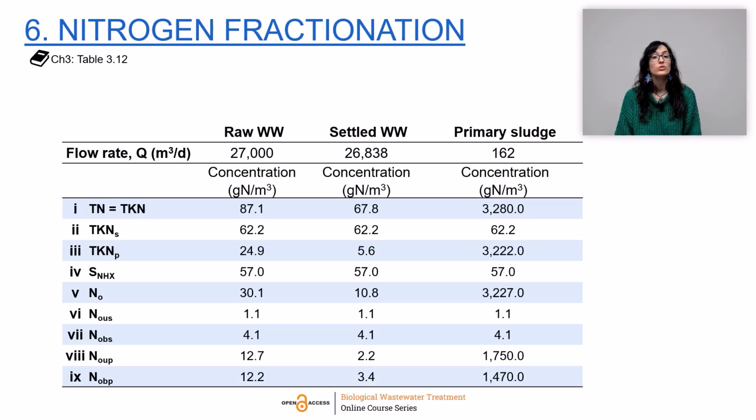In this table, you can see a summary of all the different numbers corresponding to the three streams that we are considering in this exercise. And again, we can draw similar conclusions as those from the COD results. We can see on the one hand that the soluble concentrations are equal for all the streams. And then we can see that the particulate fractions are the highest for the primary sludge, followed by raw and then settled wastewater.